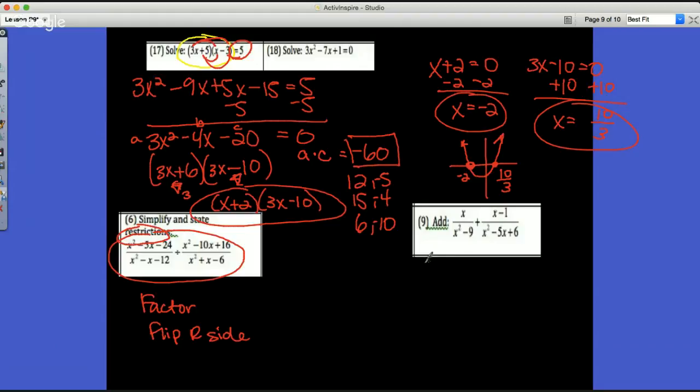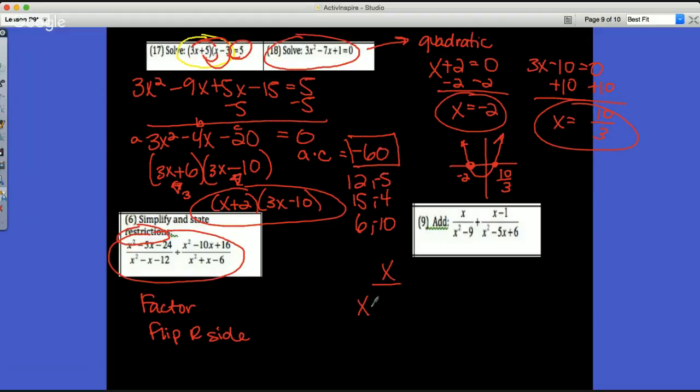Okay, let's do the addition one. With the addition one, oh no, by the way, up here on number 18, I forgot to do that one. This one you would do quadratic. I will look at that one at the very end.